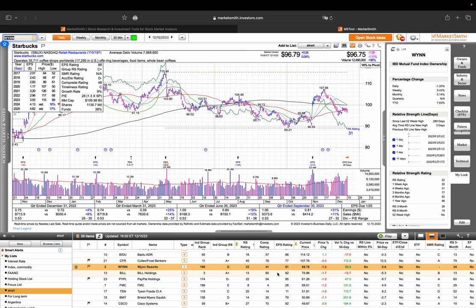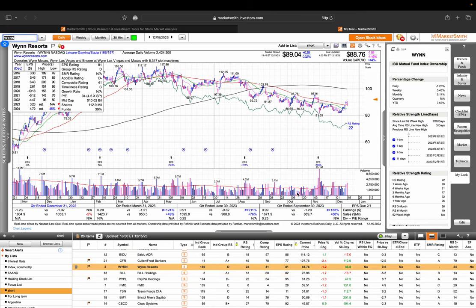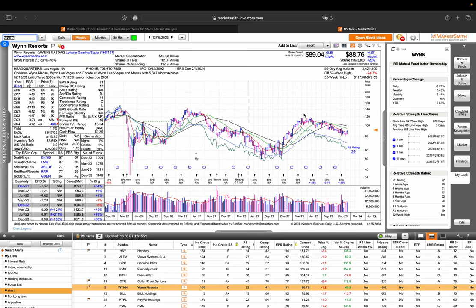Okay, Wynn Resorts. This is a name I've been showing from time to time, but look at the numbers. It's triple-digit growth for the EPS and pretty strong growth for revenue. So fundamentally it's coming in strongly, but the chart is still trending down. Okay, let's go to the daily chart.